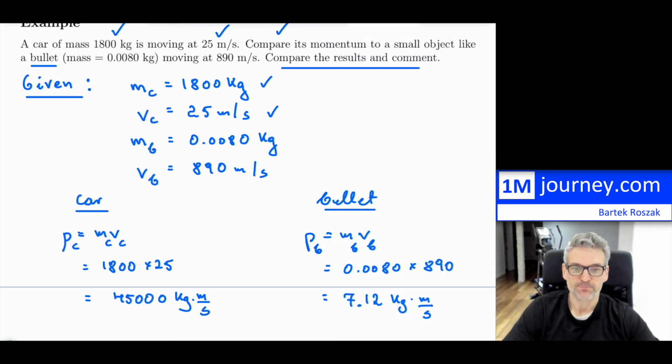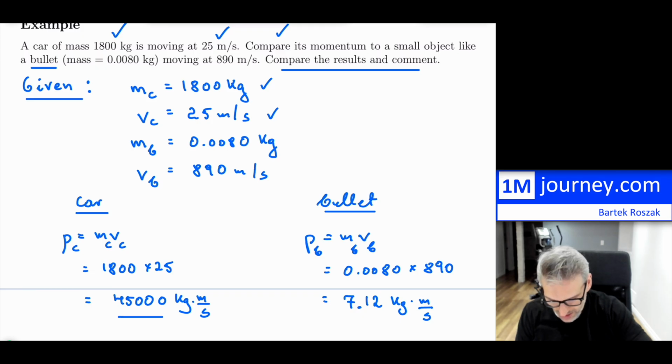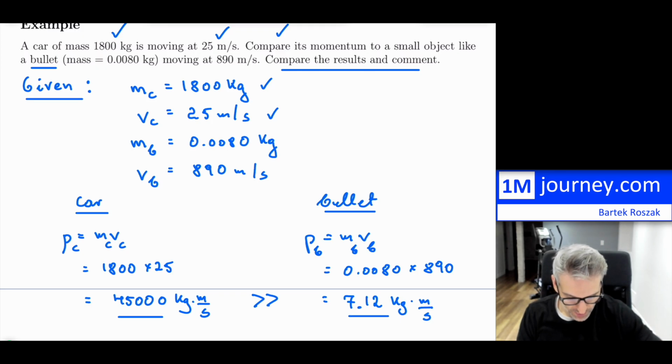So there we have it. As you're looking at this, notice one is basically around 7, and the other one is 45,000, which is enormously big. So for this particular example, that's what we have in here. In terms of a comparison, clearly this is way, way bigger than this, although the bullet is speeding along pretty quickly. So that's an introduction.